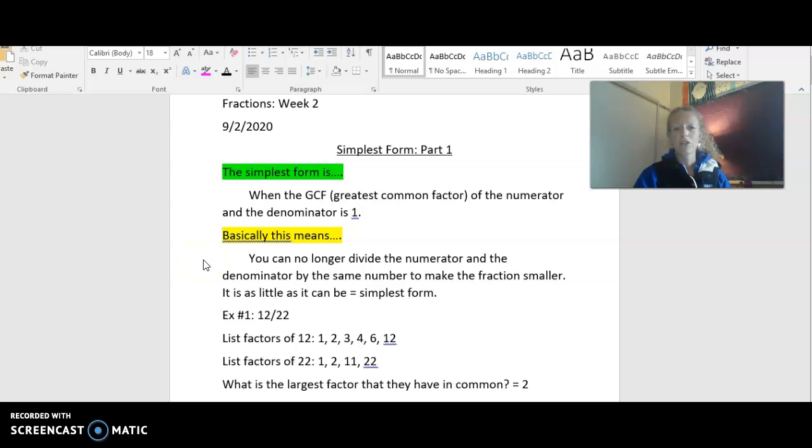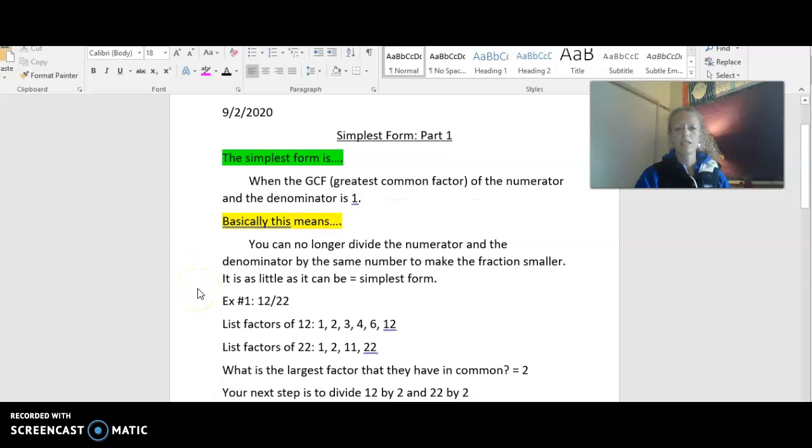Basically, this means you can no longer divide the numerator and denominator by the same number in order to make the fraction smaller. So you've hit your roadblock. You can't make it any smaller. There's no number that goes into either of them evenly. You're done. You can't divide them by the same number anymore. Do not pass go. This is known as the simplest form. It's as small as this fraction is going to be.